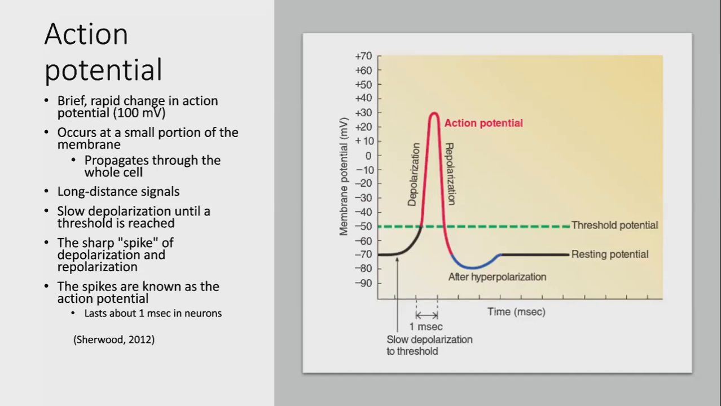So it's a slow depolarization until a certain threshold potential is hit. Once that threshold potential is hit, then there is a sharp spike in depolarization and repolarization. So a spike of both: very quick depolarization, very quick repolarization. And these spikes are what are known as the action potential. It only lasts about 1 millisecond in neurons. And again, on the right there, you can see that after hyperpolarization, it returns back to its resting potential.